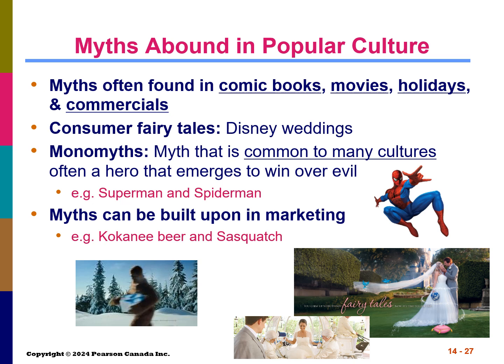A monomyth is a myth that is common to many cultures. A hero often emerges to win over evil. For example, comic book heroes like Superman and Spider-Man. Myths can also be built on in marketing. For example, Kokanee beer and stories of the mythical Sasquatch.